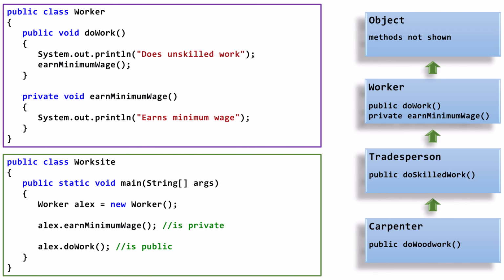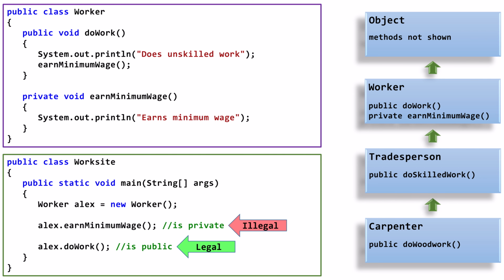Let's look at a new class, Worksite. Worksite is not in an inheritance relationship with Worker, Tradesperson, or Carpenter. We've declared a Worker variable, alex, and initialized it with a new instance of the Worker class. If we tried to call alex.earnMinimumWage from the Worksite class, we'd get an error. EarnMinimumWage is private, so it can only be called from another method inside the Worker class.